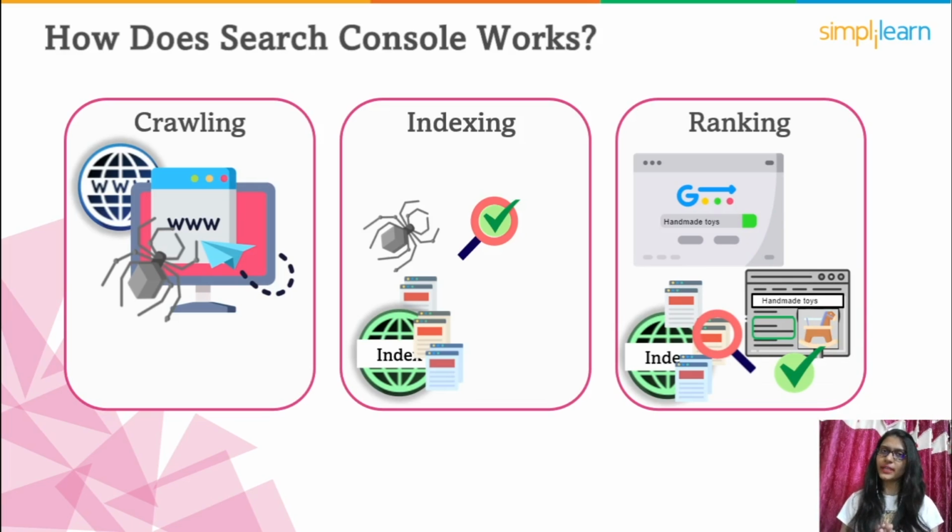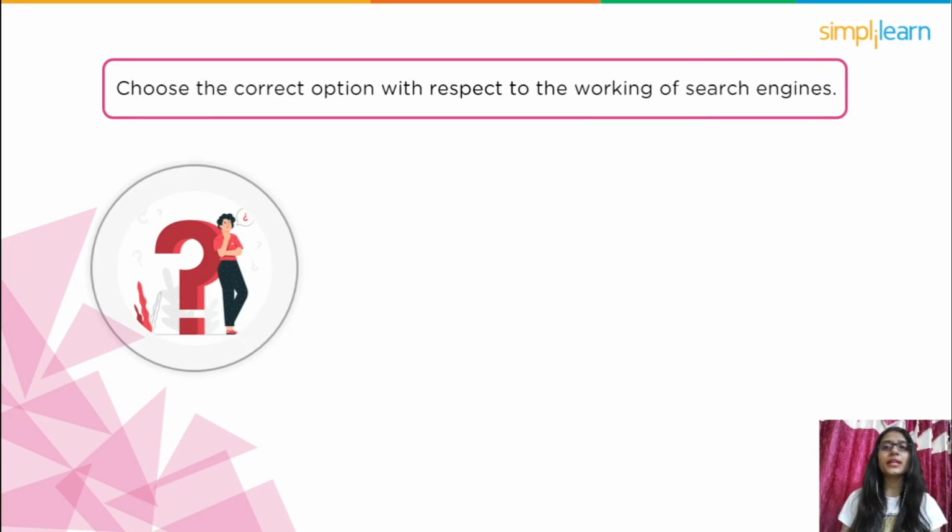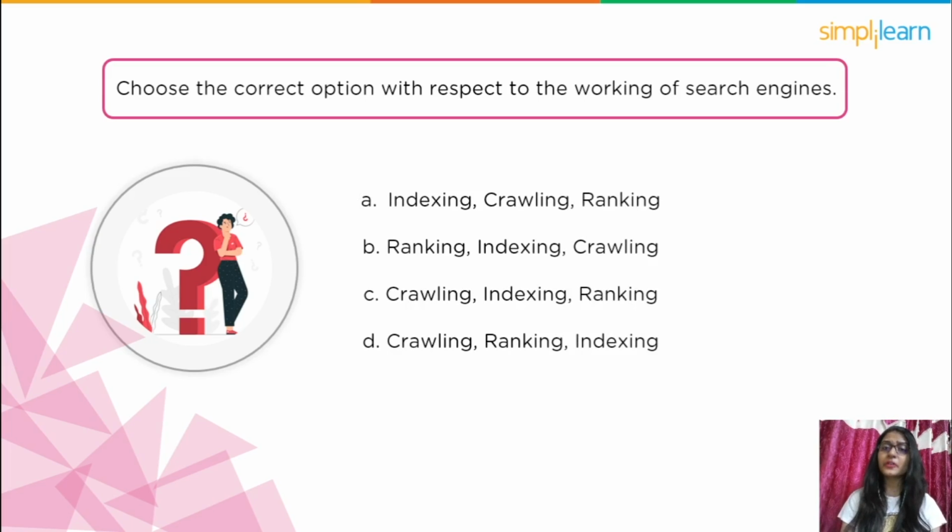Now that we have gained knowledge about how search engine works, here I have a question for you. Choose the correct option with respect to working of search engines. You need to choose the option for all the steps of how search engines work. Option A, indexing, crawling, ranking. Option B, ranking, indexing, crawling. Option C, crawling, indexing, ranking. And option D, crawling, ranking, and indexing.